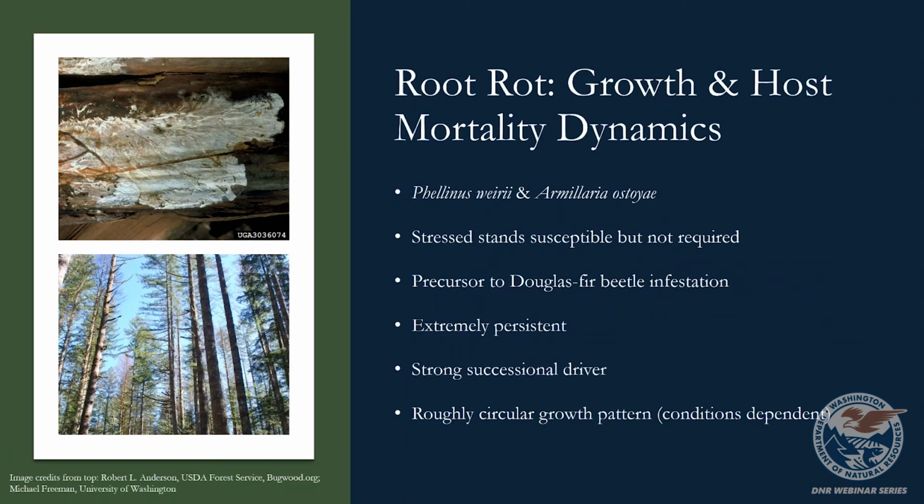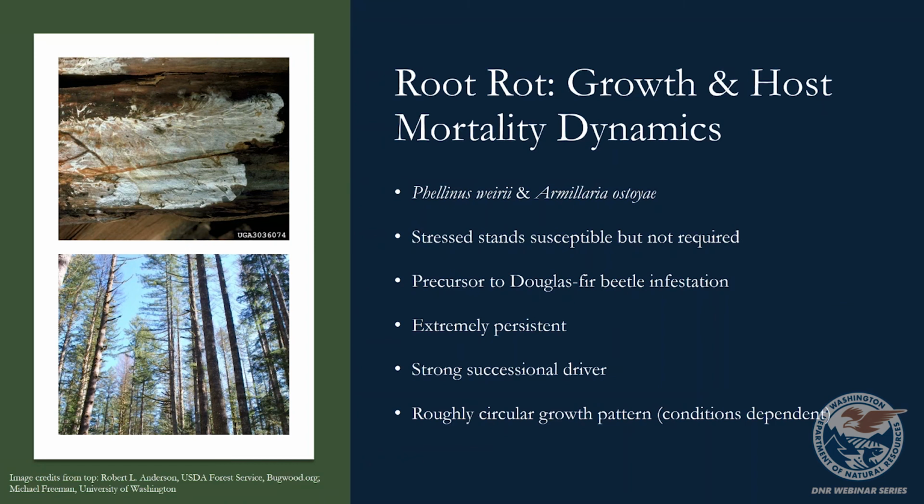So I know you guys have had previous presenters talk about root rot pathogens, so I'll just go over the basics as it relates to this project. For Douglas fir stands, the primary root rot species affecting these are Phellinus and Armillaria. Phellinus, of course, affects primarily Douglas fir, and Armillaria affects a wide variety. So stressed stands are more susceptible. However, the stand is not required to be stressed in order to be infected by root rot, unlike the Douglas fir bark beetle. It's considered to be a precursor to a Douglas fir bark beetle infestation.